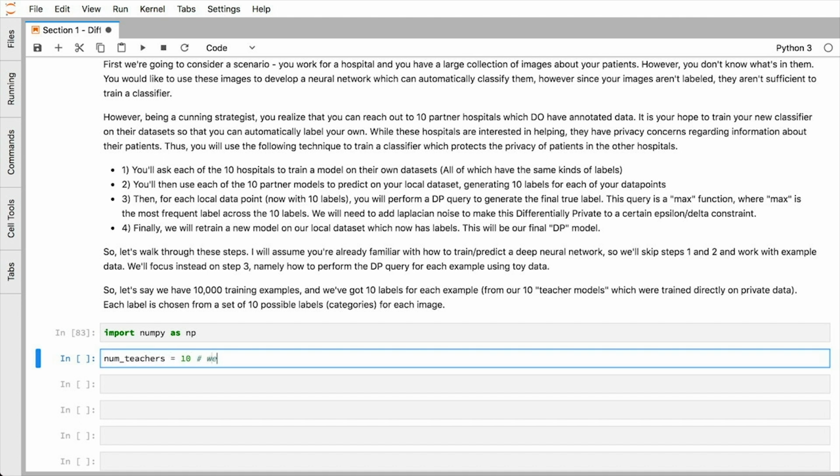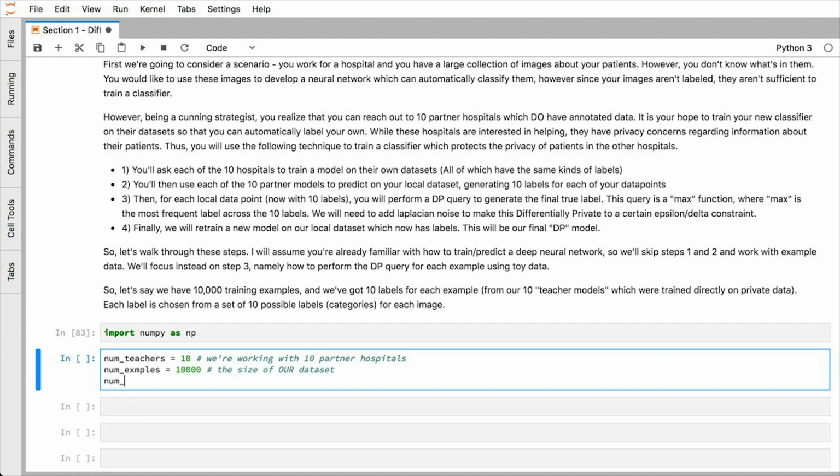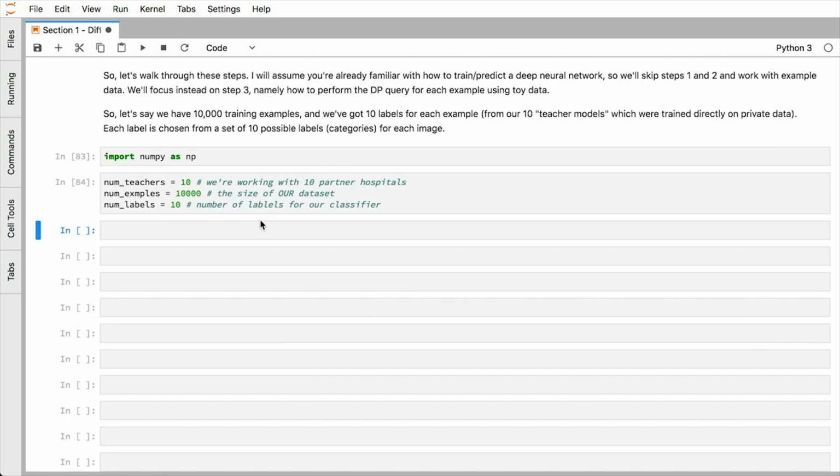So we're working with 10 hospitals. Num examples, so this is the size of our data set. Num labels, the number of labels for our classifier. And we're assuming these are mutually exclusive at the moment. It doesn't have to be this way, but for the sake of argument, it can be one of 10 things, but it can't be multiples. You have to choose. But you could do this with 2 labels, 100 labels, or multiple sets of 2 labels. This is very generic. We're just picking 10 out of thin air.